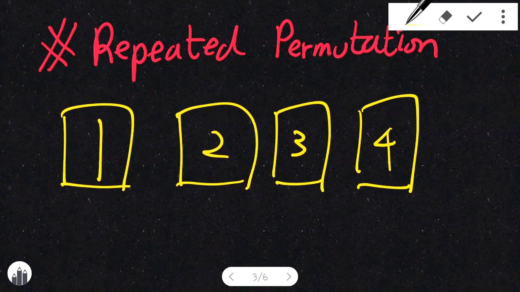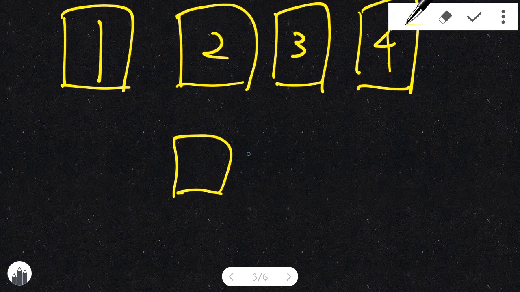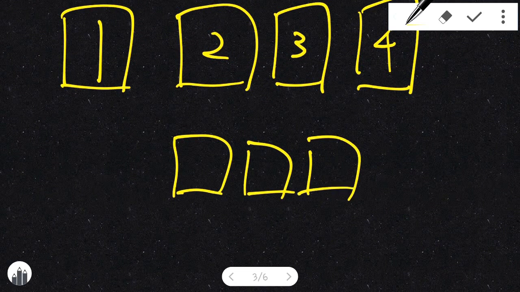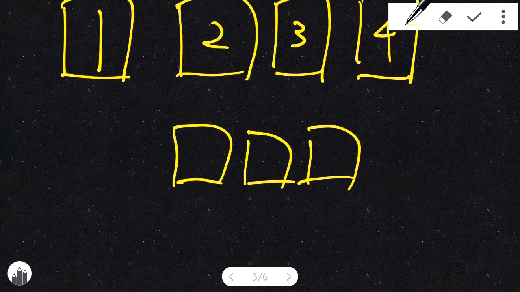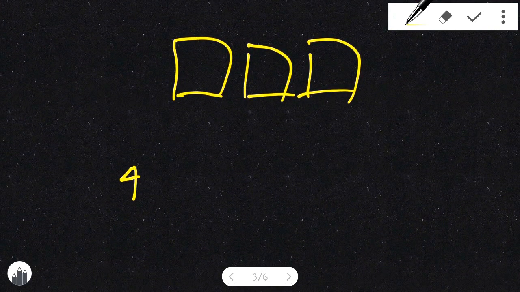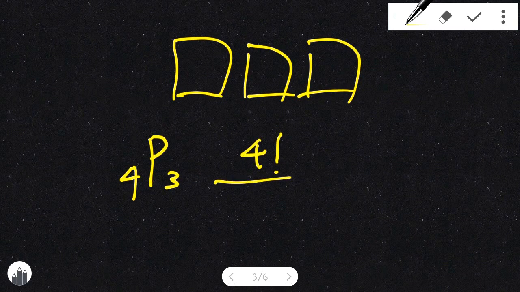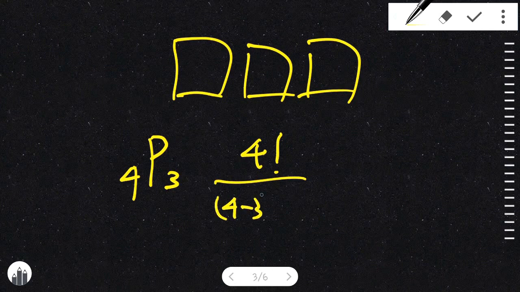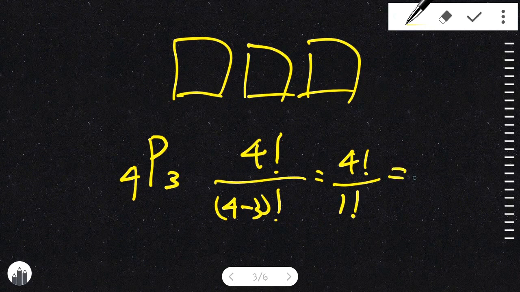Let's say we have a set of cards. Here we have 1, 2, 3, and 4. How many numbers of 3 digits can you make with the cards? As we studied previously, by using the permutations, out of 4 cards, we choose 3 cards, which becomes 4 factorial divided by 4 minus 3 factorial, which becomes 4 factorial divided by 1 factorial equals 4 factorial equals 24.